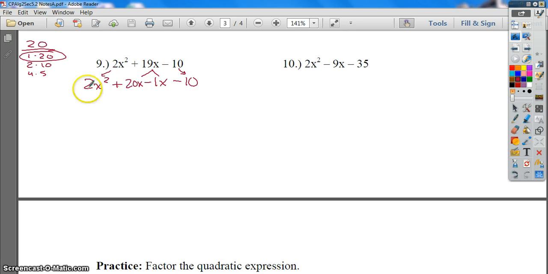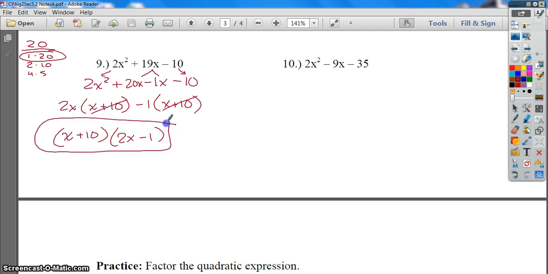So, GCF of these two is 2x, leaves me with x plus 10. GCF of negative 1 leaves me with x plus 10. X plus 10's match up, pull them out, leaves you with 2x minus 1. Happy here. All right, and number 10, 2, 9, and 35 have no GCF, so we'll go ahead and write the 2x squared up front, minus 35 on the end.